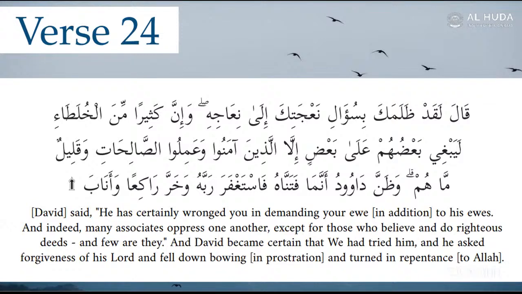Anaba, from nun waw ba. Nawb is used for a case or an opportunity or a turn. So inabah means to turn from time to time.